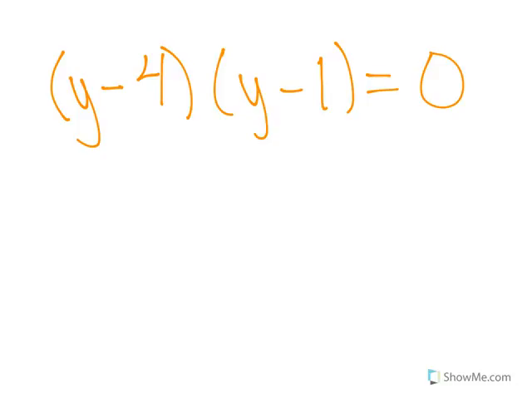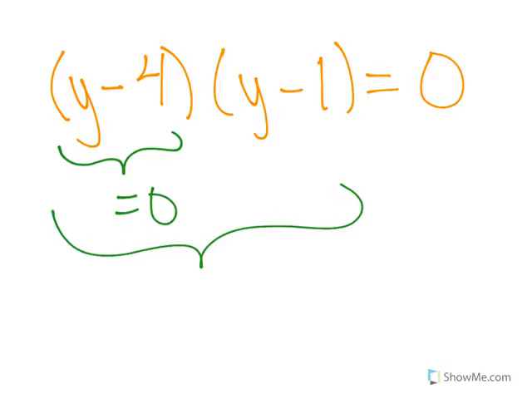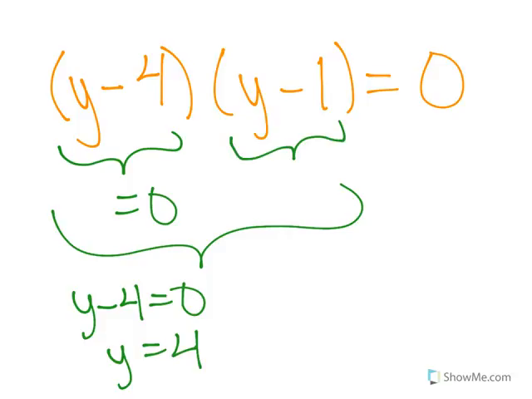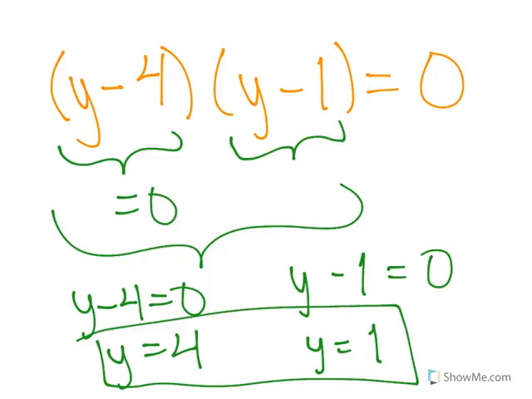We know that if this first factor is equal to 0, our whole equation would be equal to 0 like we wanted to. So y minus 4 is equal to 0 will be one of our zeros. Then y is equal to 4 as being one of the zeros. Same thing with the second one. If y minus 1 is equal to 0, then our whole equation will be equal to 0. So we need to find that zero as well. And by doing so, we have found the zeros of this equation.